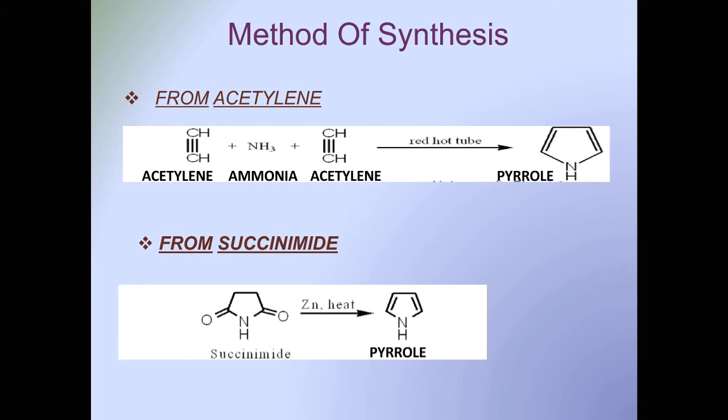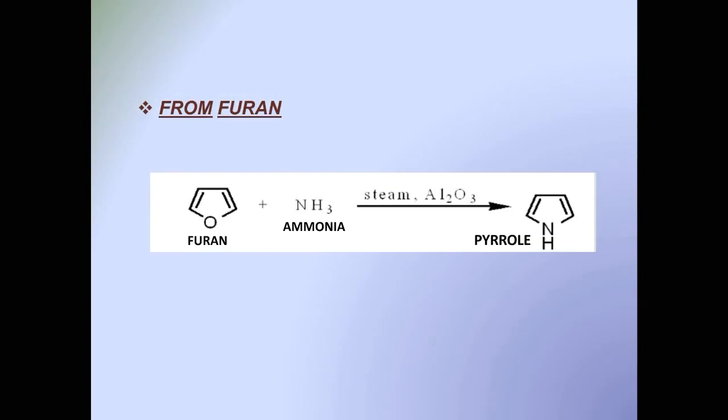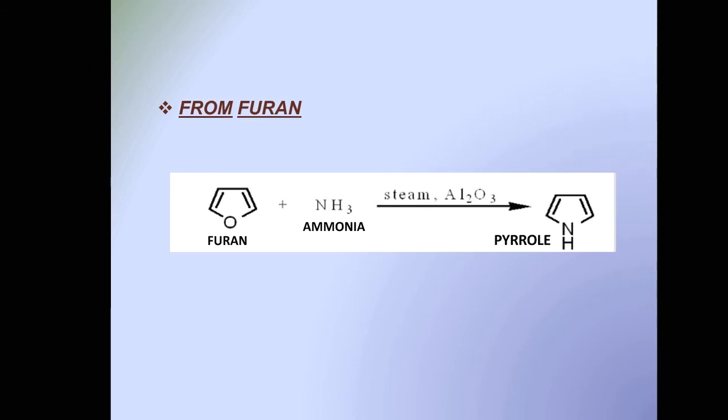The last one is from furan. Furan is another heterocyclic compound in which oxygen is the heteroatom. This furan will react with ammonia in the presence of hot alumina at a temperature of 480 to 490 degrees Celsius and forms pyrrole, and water acts as a side product.